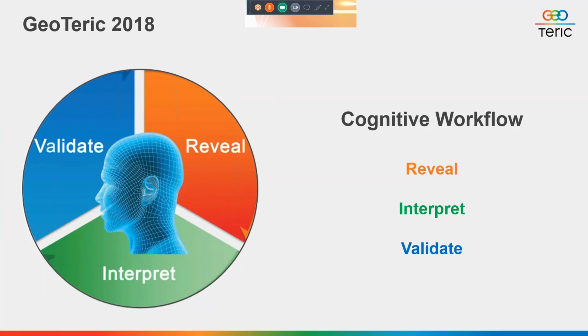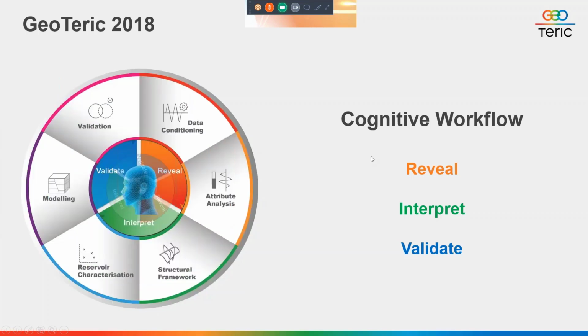The cognitive workflow at the heart of GeoTeric is centered around reveal, interpret, validate. It is applied throughout the software, enabling users to understand the geology through the attributes analysis, to interpret what they see in the color blends rapidly and efficiently, and now to validate that interpretation and model using our new Validate module.